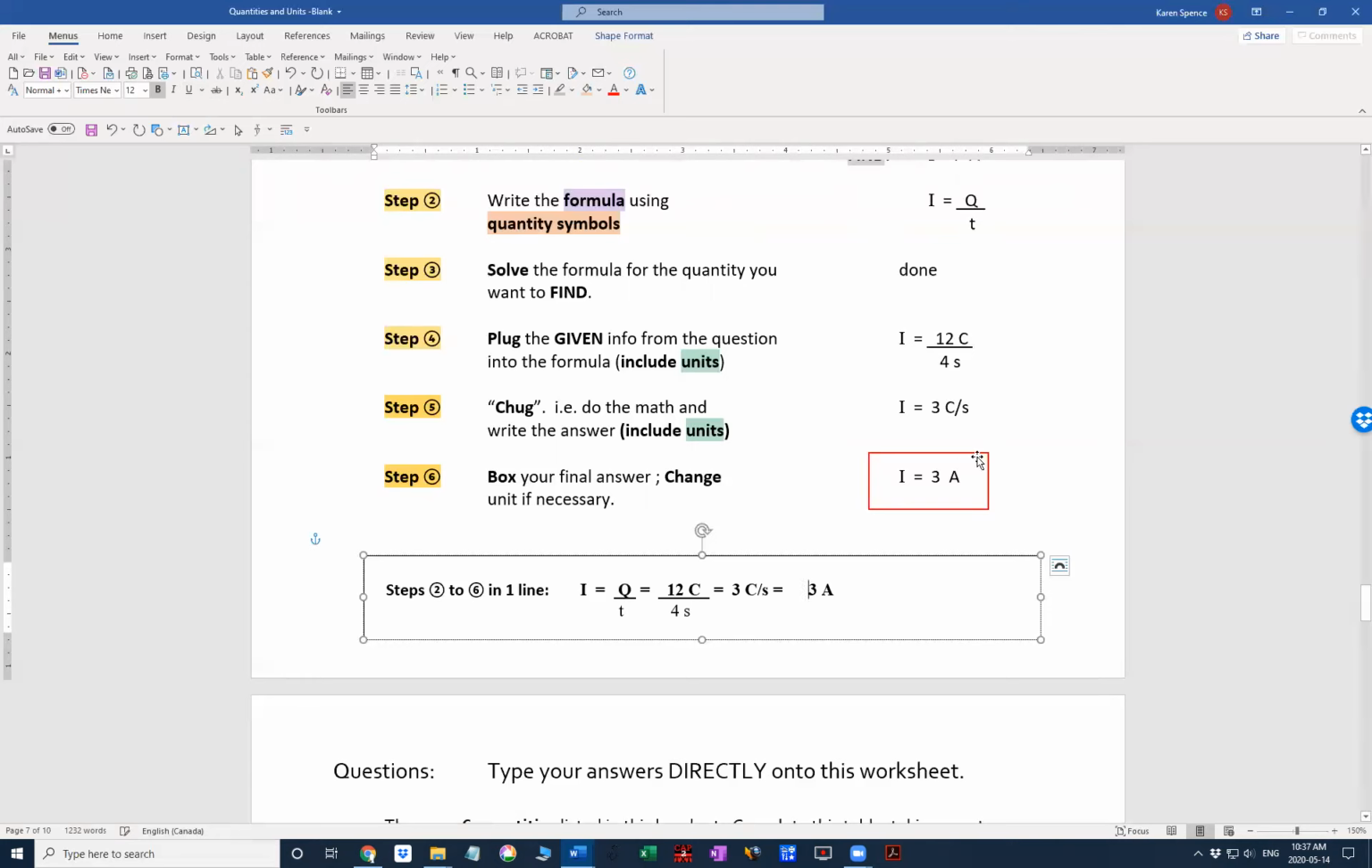And I give myself a little space so I have room to paste the box. I don't want to paste into my text box. I want to paste somewhere else and drag it on top of my text box. There we go. Okay, so that's how you could do it all in one line. And that is all we're looking at today. We're just getting used to working with units, used to showing our work.